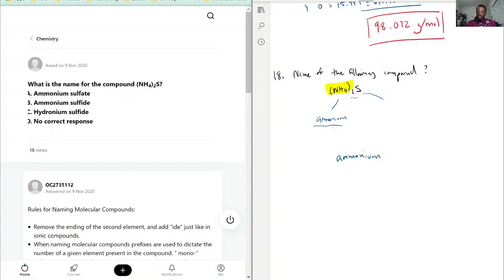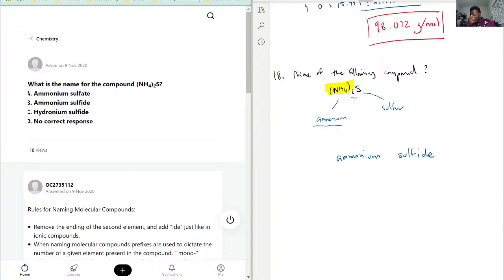Now this is known as sulfur. Okay, that's sulfur. But as the rule says, you don't just put sulfur down here. You need to be able to change the ending to where you have the IDE. So it will be ammonium sulfide, okay?